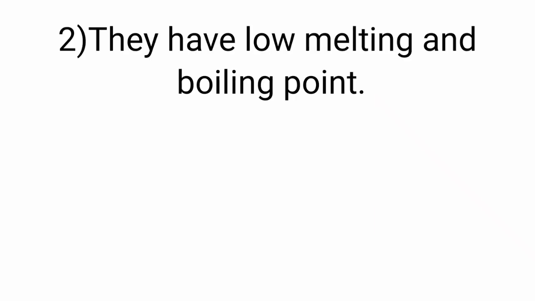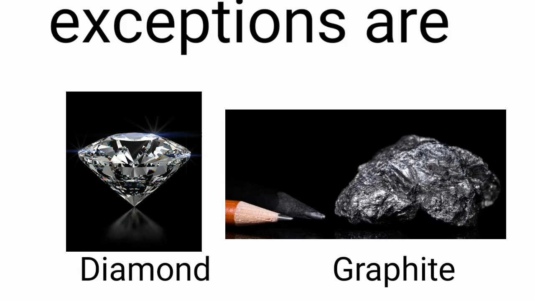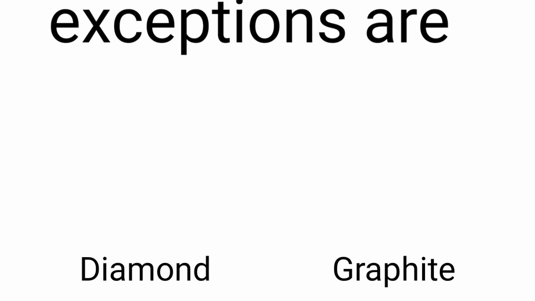Second property is that they have low melting and boiling point. Non-metals have low melting and boiling point. Exceptions are diamond and graphite. Diamond and graphite don't have low melting and boiling point. So diamond and graphite are exceptions to this rule.